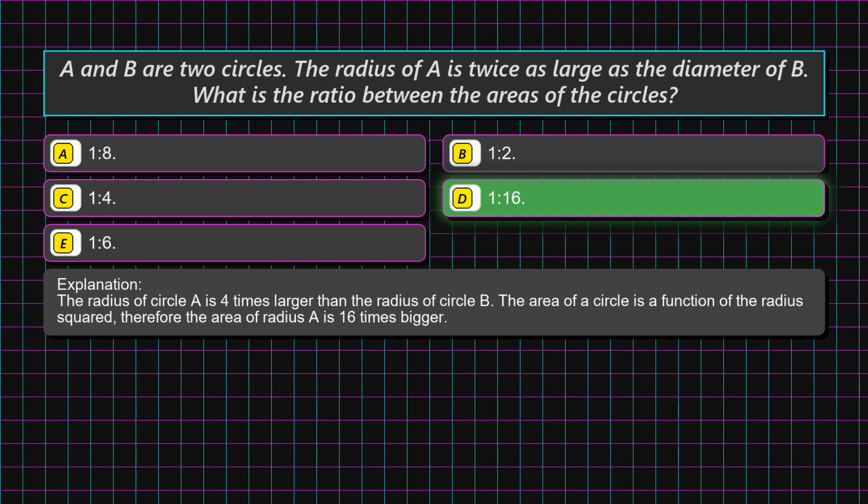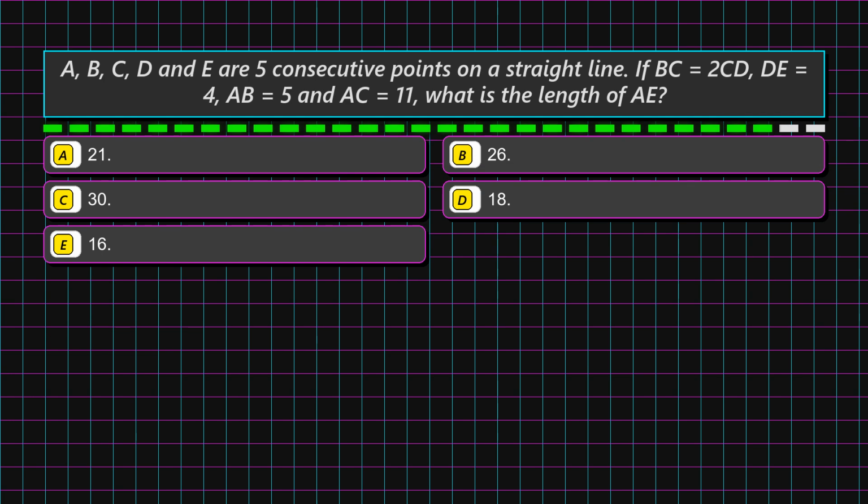Question 14. A, B, C, D and E are 5 consecutive points on a straight line. If BC equals 2CD, DE equals 4, AB equals 5 and AC equals 11, what is the length of AE? Option A, 21. Option B, 26. Option C, 30. Option D, 18. Option E, 16.